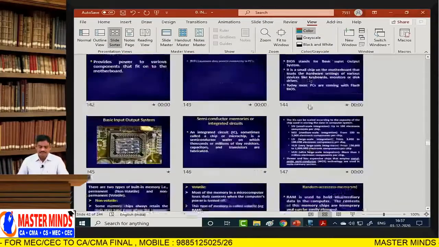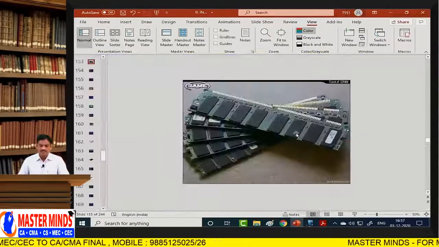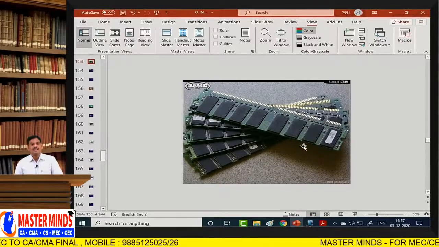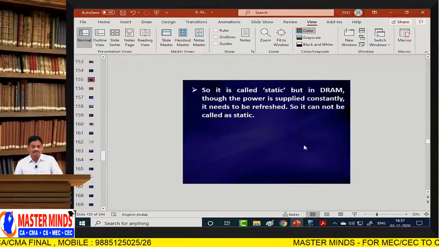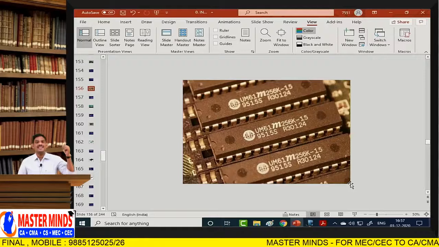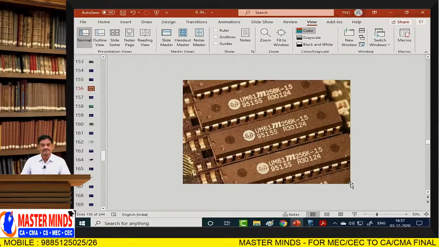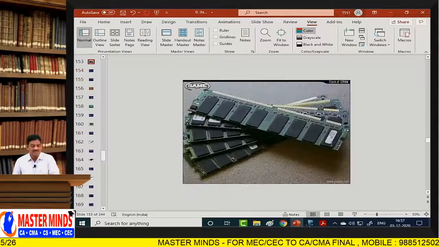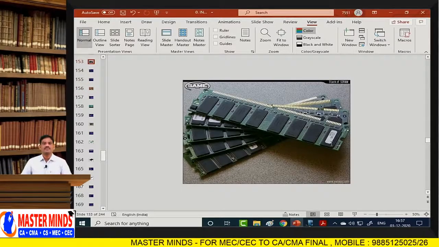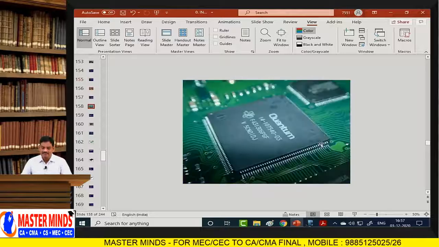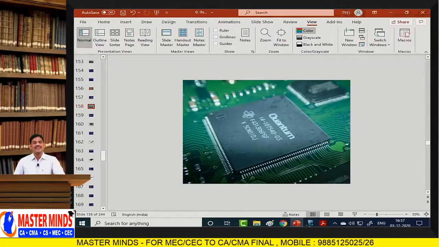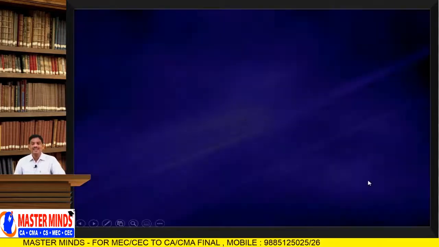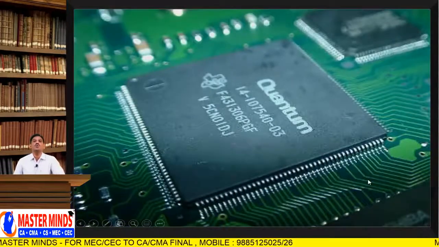See this? This is known as a random access memory. This is known as a static RAM. What is static RAM? It is a cache. It can be used as a cache memory. This is called dynamic RAM. This is read-only memory, called ROM.